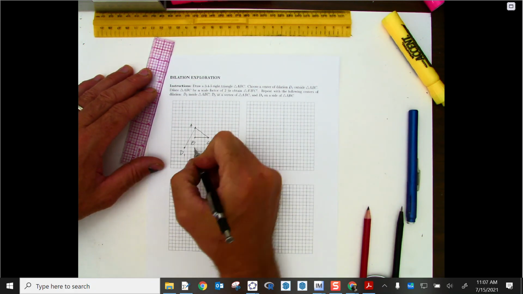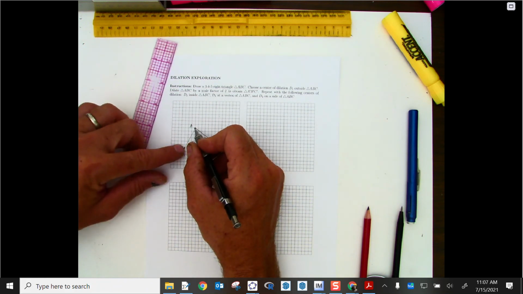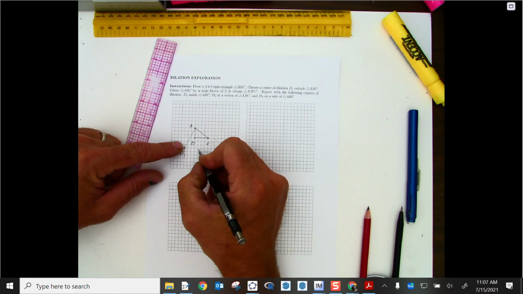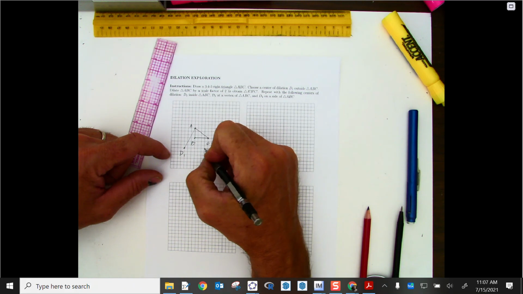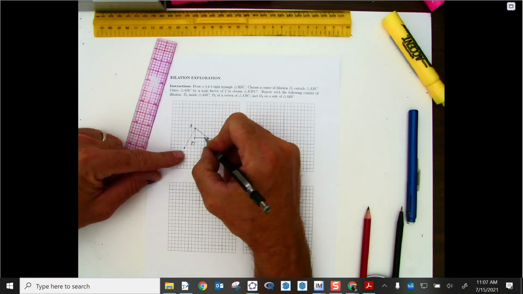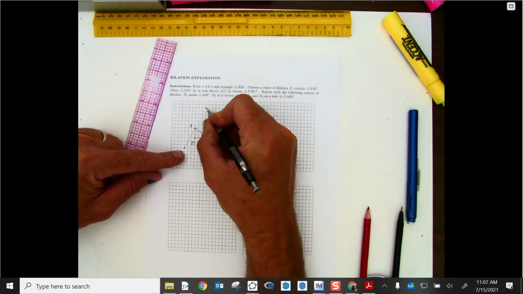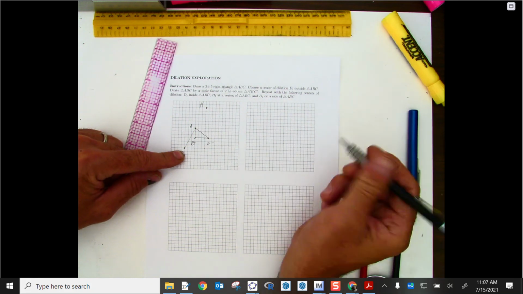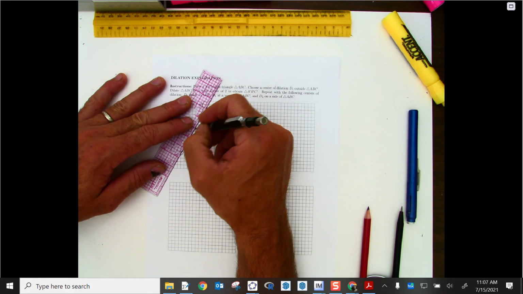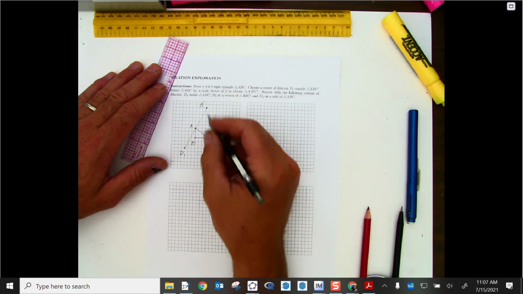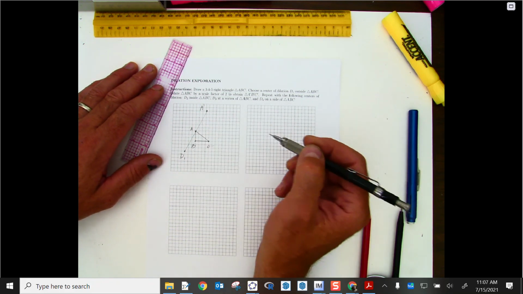If I go over 3 and up 1, 2, 3, 4, 5, 6, so over 3, up 6, to double that distance I should go over, instead of 3, I should go over 6, so 3, 4, 5, 6. Instead of up 6, I should go up 12. 1, 2, 3, 4, 5, 6, 7, 8, 9, 10, 11, 12. And there would be my A prime. One way to make sure I've done this right, of course, is that they should be collinear, right? If I doubled the distance using horizontal and vertical, what I'm really using is just slope, right? And so if I repeat the slope, then these guys should be collinear.